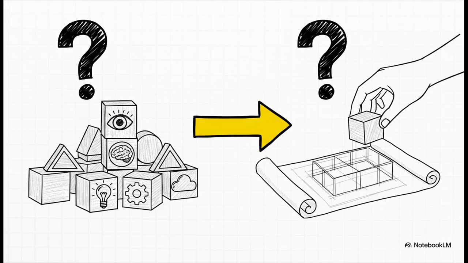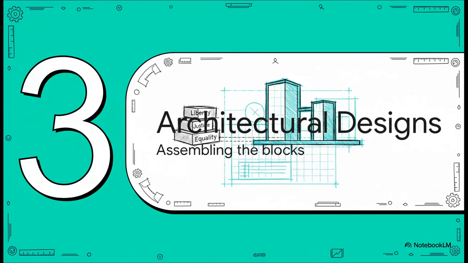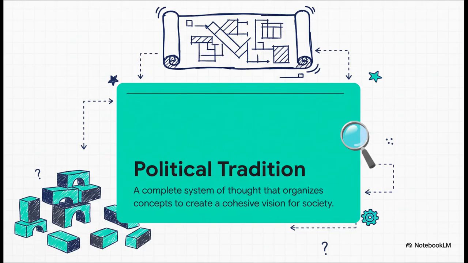Now we need to look at the how. How are these blocks actually arranged? And that brings us to the architectural designs. If concepts are the bricks, traditions are the blueprints that show us how to arrange those bricks into something that actually makes sense as a vision for society. See, a political tradition, what you might call an ideology, is the whole system. It's not just a list of concepts. It organizes them. It decides which ideas are the most important, which concept is the foundation of the whole building, which one is a supporting wall, and which one is maybe just some window dressing.